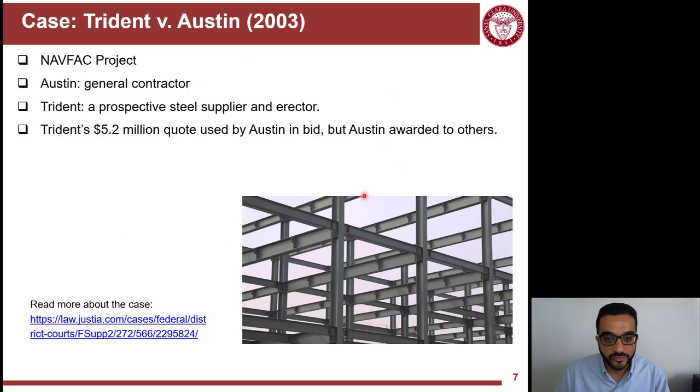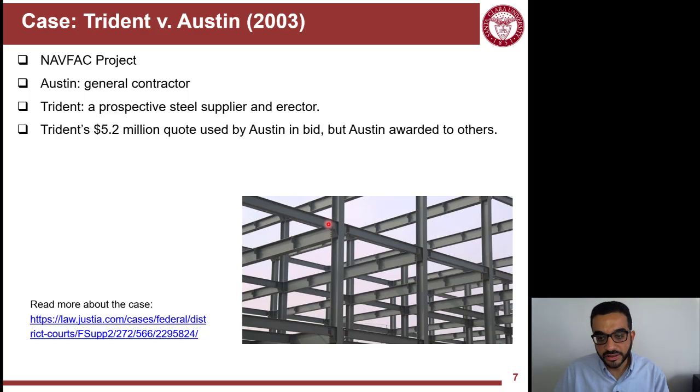So let's see an implication of that, a case study. Trident versus Austin. That was a Navy facility, and Austin here was a general contractor proposing for this Navy project, and Trident was a steel supplier and erector that provided a quote of $5.2 million to be included in the proposal submitted by Austin, or the bid of Austin. Austin won the bid, but Austin didn't award this package to Trident. They actually awarded it to others. So Trident went to court and filed a suit.